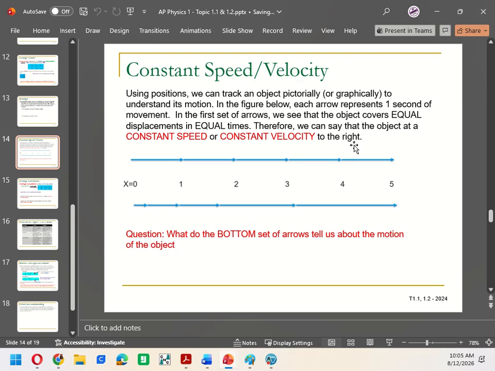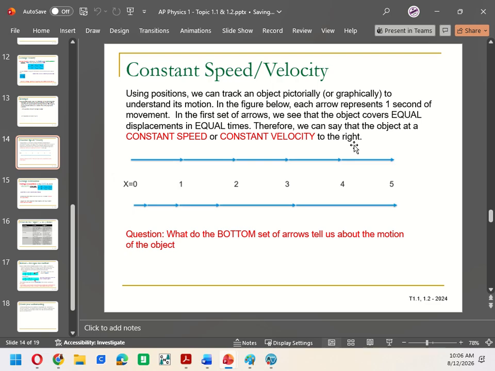In the figure below, each arrow represents 1 second of movement. Each arrow is 1 second of movement. In the first set of arrows, see that the object covers equal displacement in equal times. Therefore, we can say that the object is at a constant speed or constant velocity. Now, this first one, it takes 1 second to make it to the first distance, to the 1. Another second to go to the 2. Another second to go to 3. Another second to go to the 4. Another second to go to the 5. Each one of those is equal.